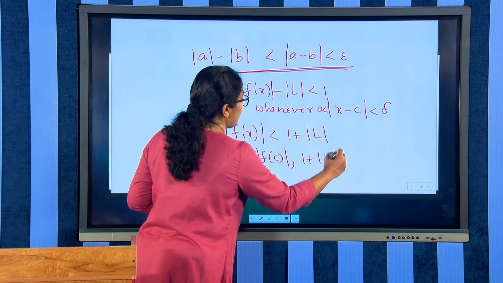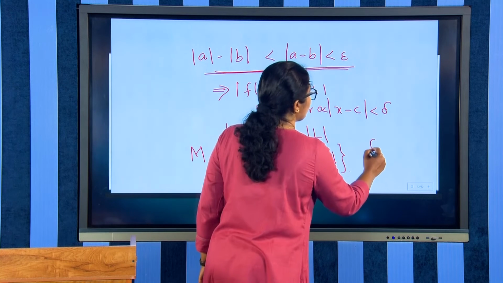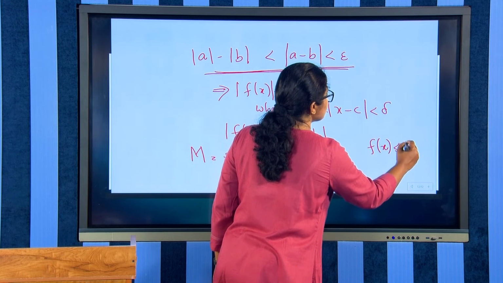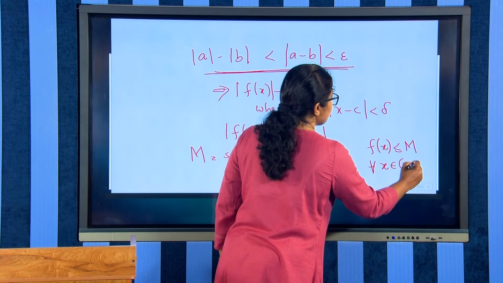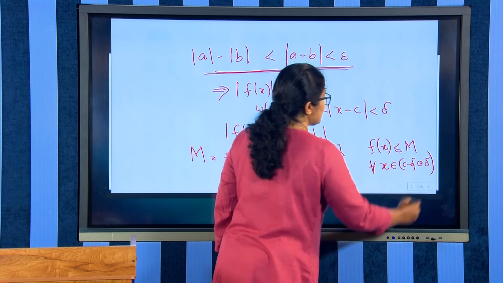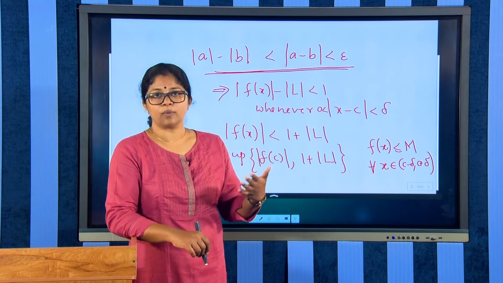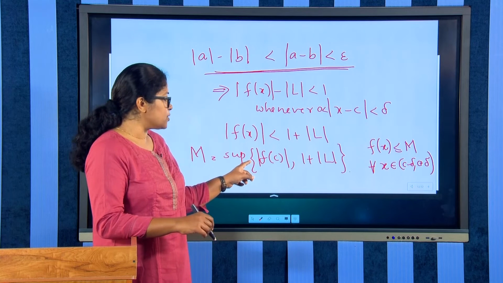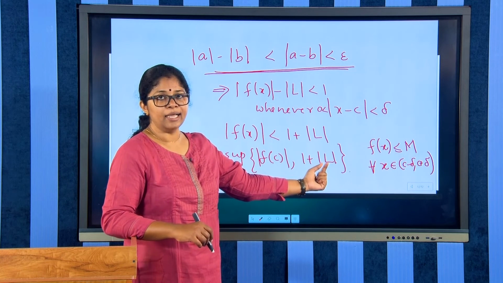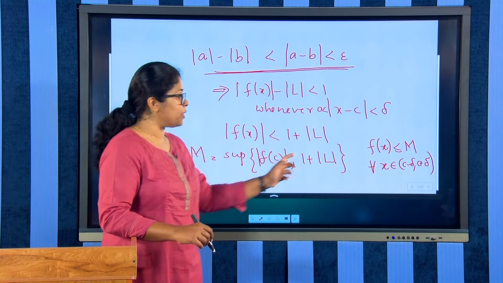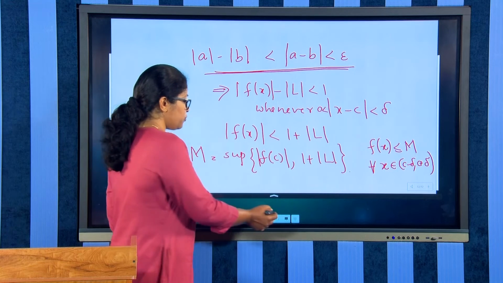plus modulus of L, and this M will act as an upper bound for f of x, so that modulus of f of x is less than or equal to M for every x belonging to c minus delta, c plus delta, because the limiting case is applicable for x not equal to c, and since we have taken supremum of modulus of f of c and then 1 plus mod L, this is applicable for every x belonging to this open interval. So, that completes the proof of this result.